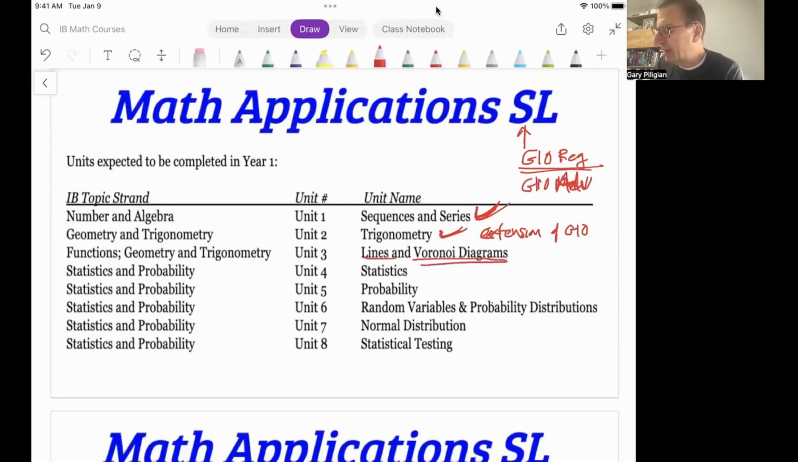Voronoi diagrams is a very interesting application, and it's not taught in either of the analysis courses. So, don't think you're taking a less than course here with Math SL. The people who take Math Analysis HL, they do not study Voronoi diagrams. So that's just one of a couple of topics that you will get to study that is not studied by either Analysis SL or HL.